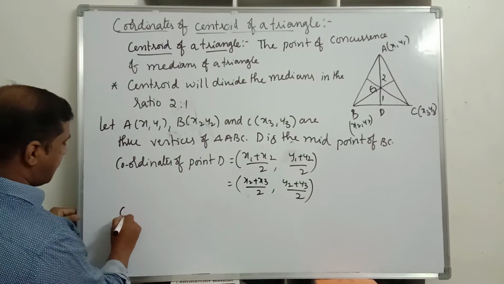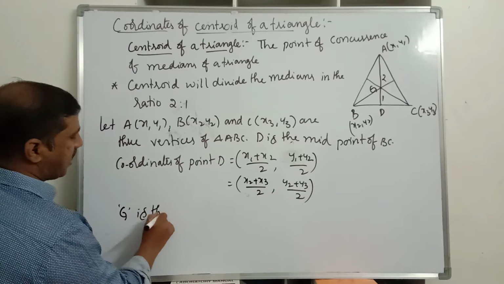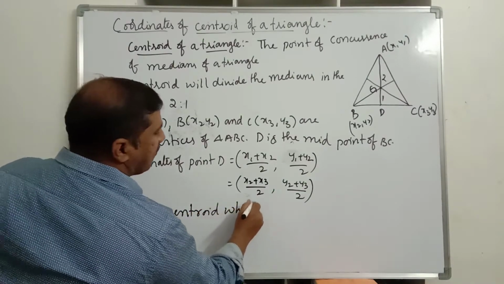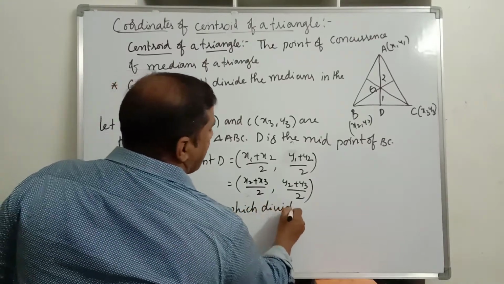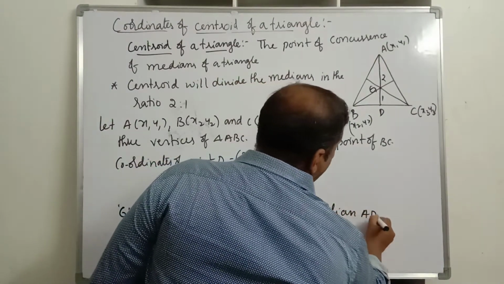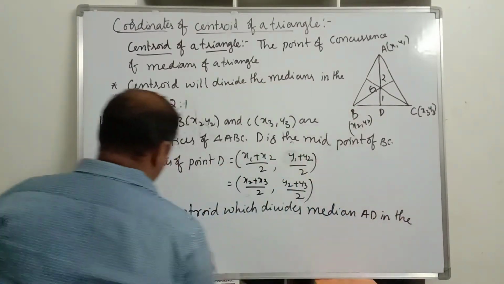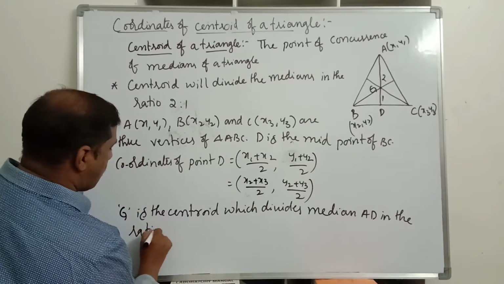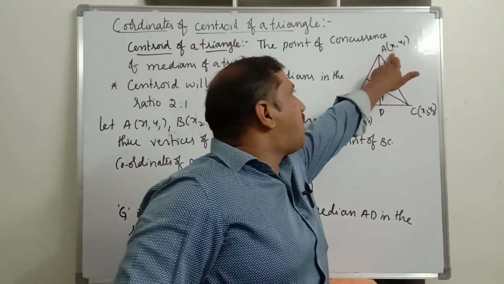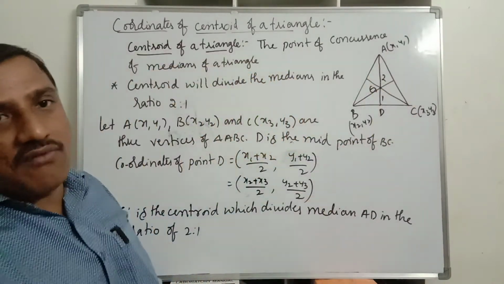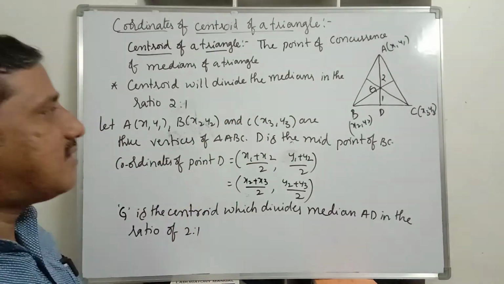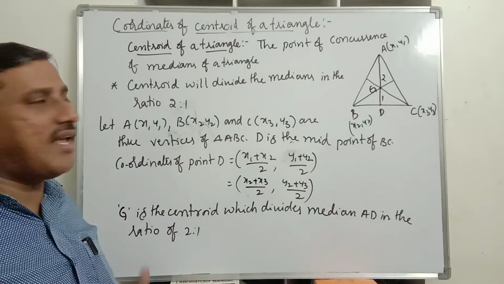Now G is the centroid which divides the median AD in the ratio of what? 2:1. Now we know the ratio, we know the coordinates of A and we know the coordinates of D. So apply the section formula and find the coordinates of point G, that is the centroid of the triangle.